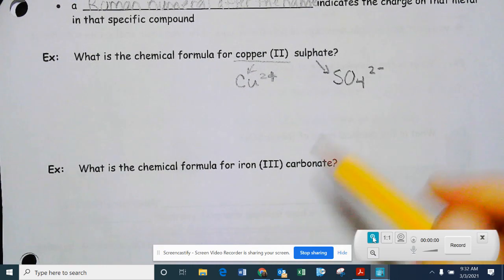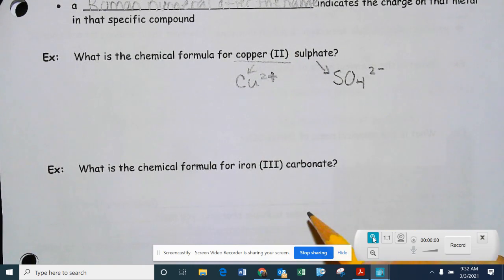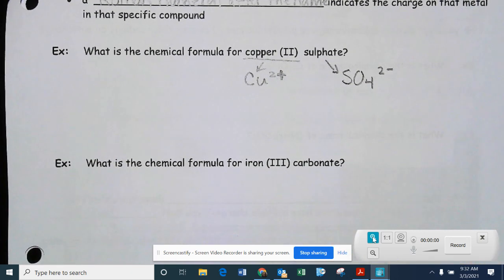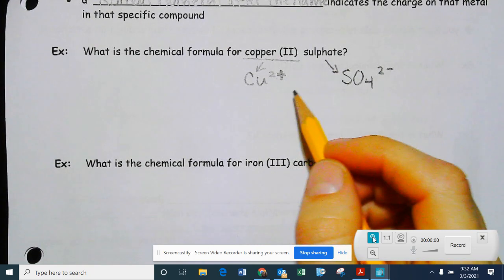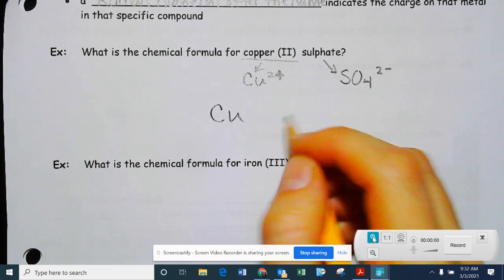So yeah, we don't need to include a charge in that name either. So copper 2+ and SO4 2-. Do we need to do that drop-in or the crisscross method for this? Yeah, exactly. It's 2+, 2-. We know that those cancel each other out. We just need a 1-to-1 ratio.